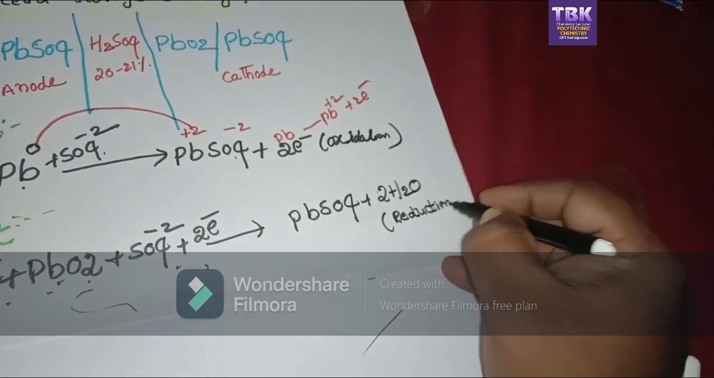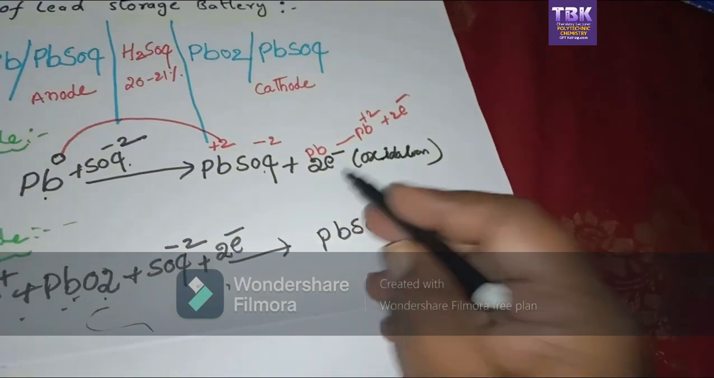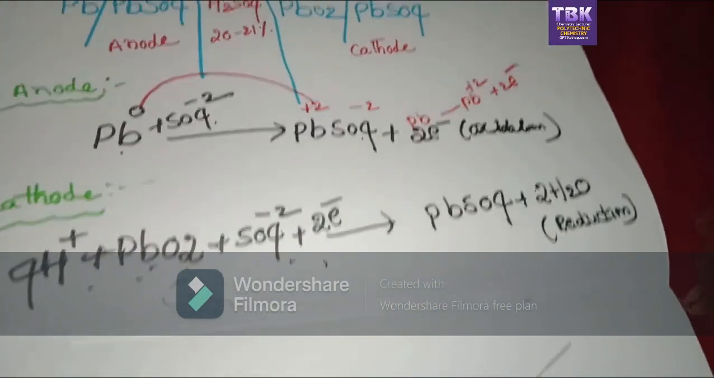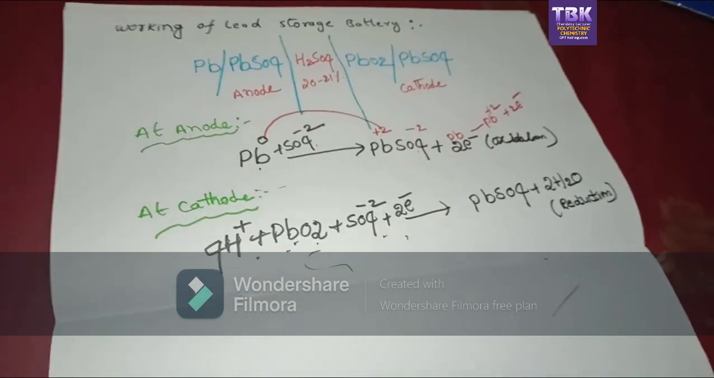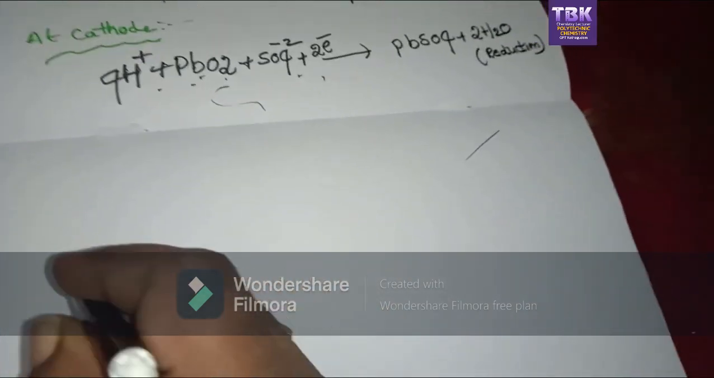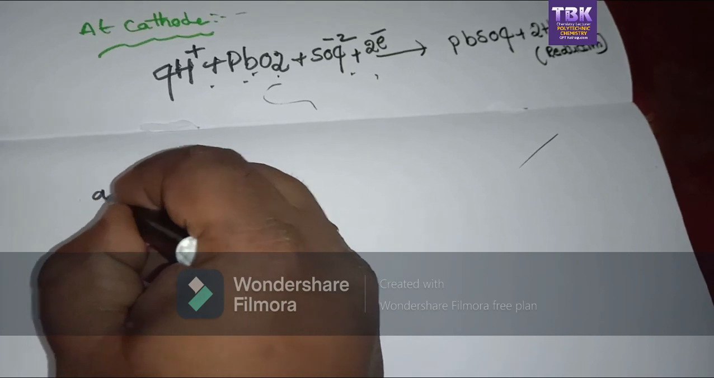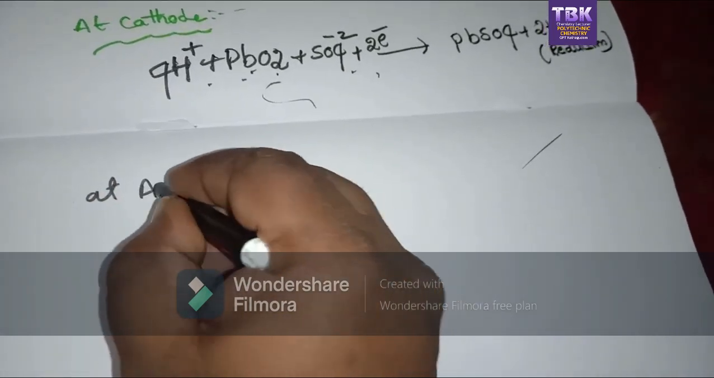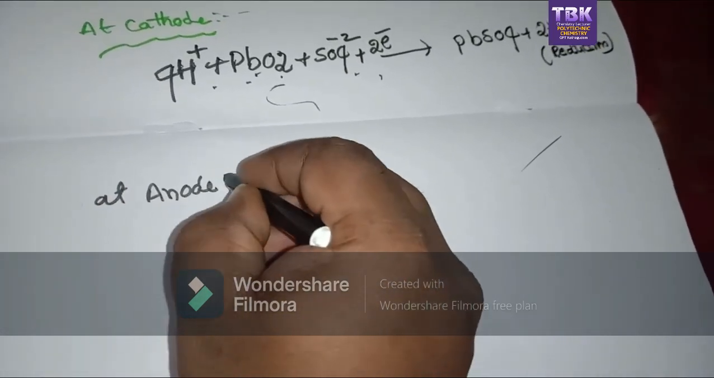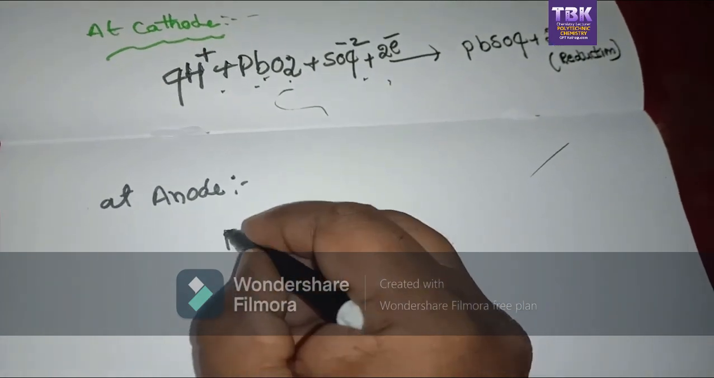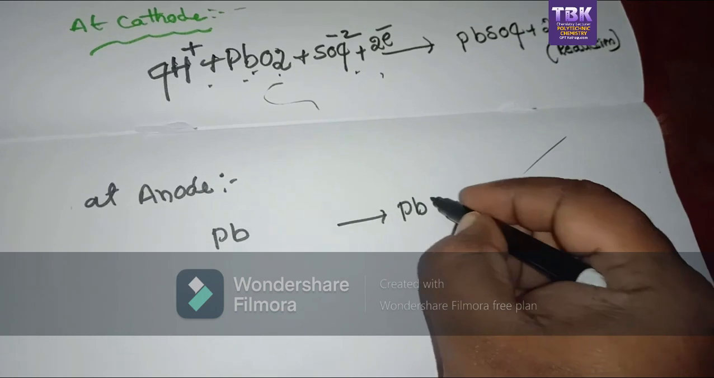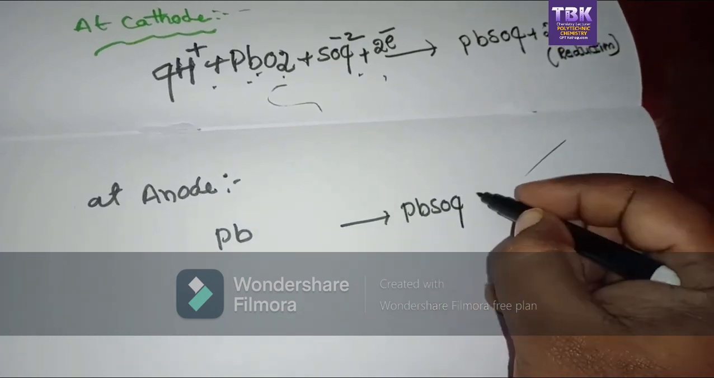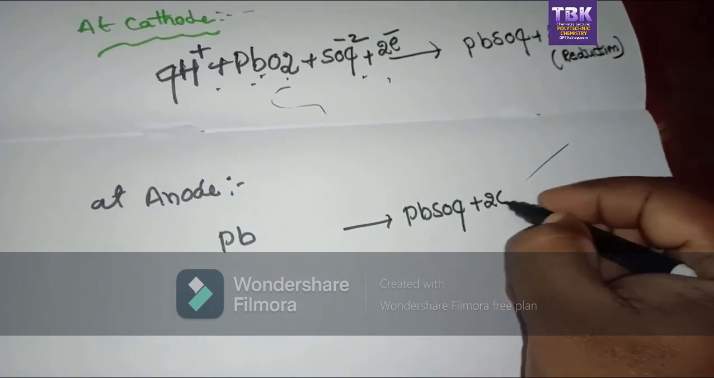Okay, it is an oxidation reaction. Is it clear? So I write the reactions once again. At anode reaction, at cathode reaction. At anode, Pb is converted to PbSO4 by releasing of 2 electrons.